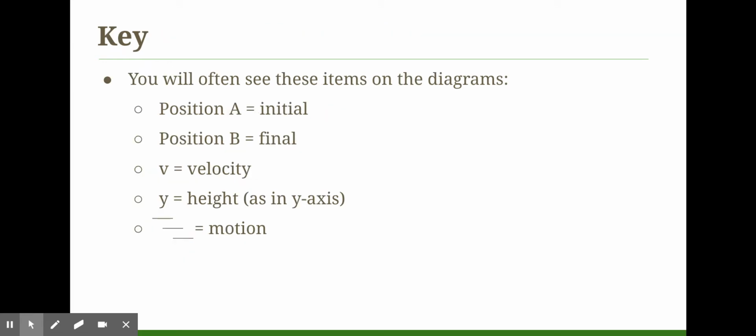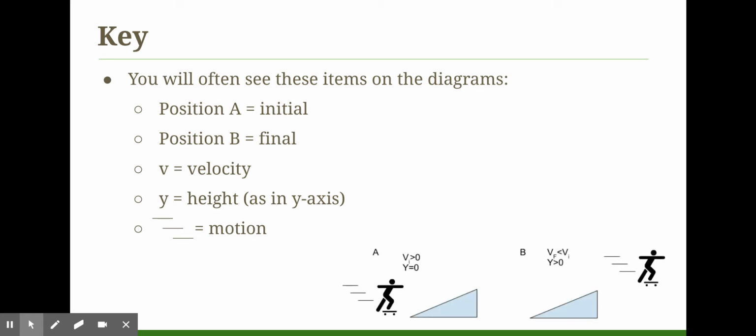When we're looking at pictures and setups, you'll see these things in the diagram. If it says position A and position B, that's just initial and final respectively. You might also see a little i or a little f for initial and final. v means velocity, so that's just how fast it's going. We'll learn more about that in a future unit. y is the height, like from the y-axis if you think back to math class. And if you see a couple of lines behind an object, that just means it's moving.